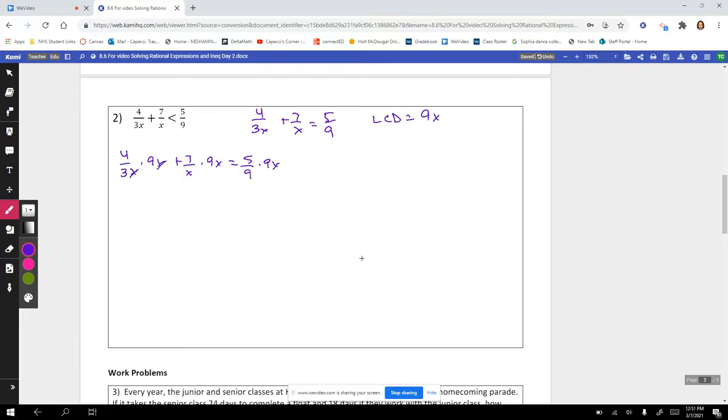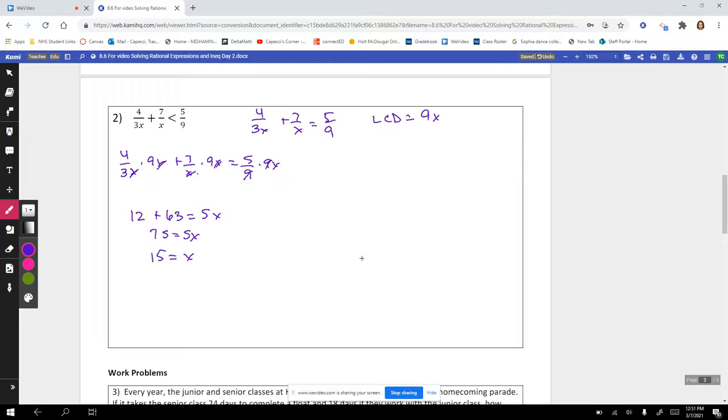See what I can simplify. So this gives me 12. My x's will simplify here, and I get plus 63. And the right-hand side, I get 5x. And it gives me 75 is equal to 5x. So x is equal to 15.